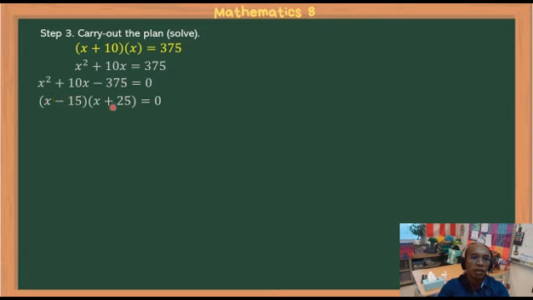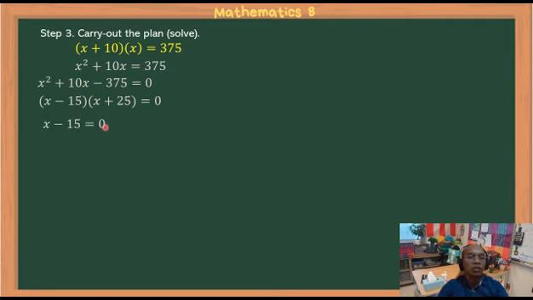First, x and x are the factors of x squared. Now, the constant is negative 375. So we'll be looking for two numbers whose product is 375 and whose difference is 10. Two numbers whose product is 375 and whose difference is 10. That is 25 and 15. So 25 is positive and 15 is negative because the sign of the middle term is positive. So the bigger factor will carry the sign of the middle term.